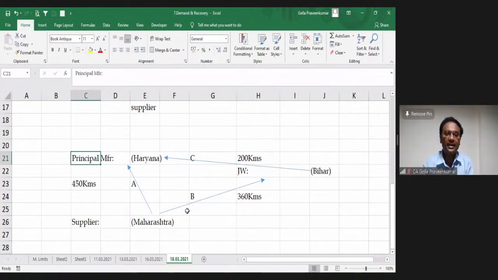Now here what will happen? The principal who's there in Haryana, he'll give an instruction to supplier. Please don't send it to me. You send the material from Maharashtra to Bihar. Let the process happen in Bihar. From Bihar, let it come back to Haryana.